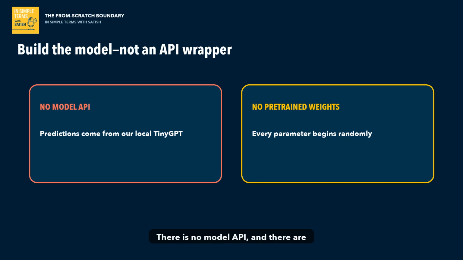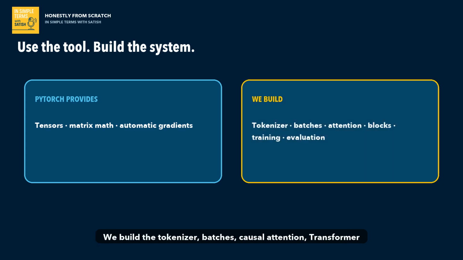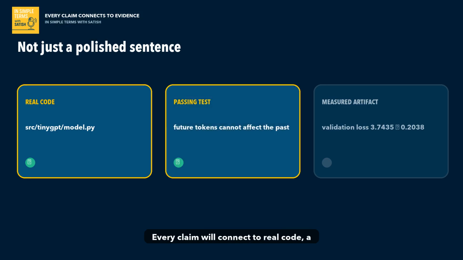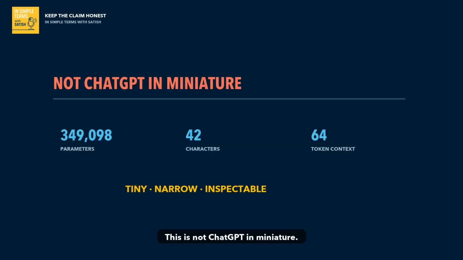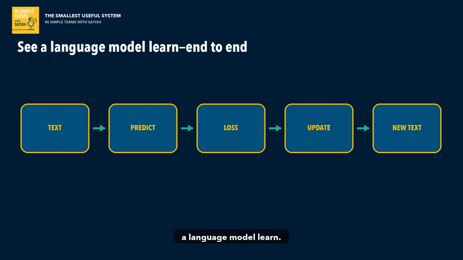In this video, we will open the box and trace exactly what happened between those two screens. There is no model API and there are no pre-trained weights. PyTorch gives us tensor math and automatic gradients. We build the tokenizer, batches, causal attention, transformer blocks, training loop, and evaluation. You need basic Python, a laptop, and curiosity. Every claim will connect to real code, a passing test, or a measured artifact. This is not ChatGPT in miniature. It is the smallest useful system for seeing a language model learn.